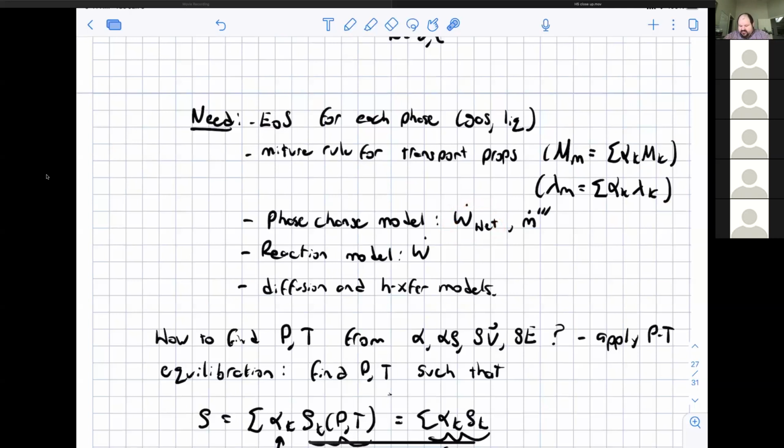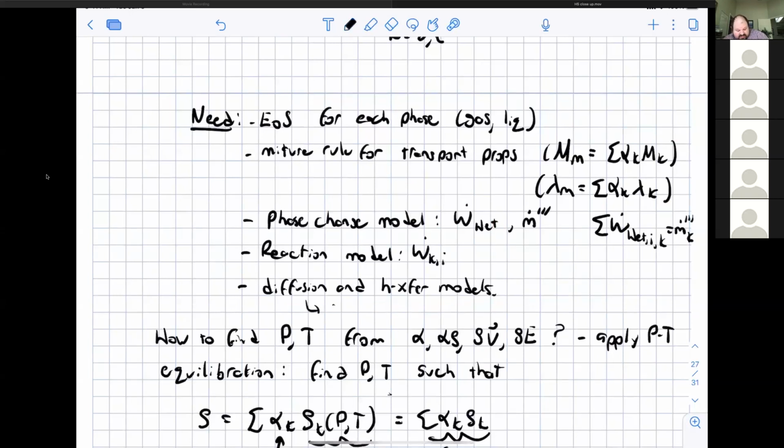And just make sure that for each phase, the sum of omega dot heterogeneous for i in phase k equals m dot triple prime k. Basically, conservation of mass demands that. You need a reaction model. For each phase, you need a complete reaction model. So for phase k, you would need to know how all the different components of that fluid react. And then you also need diffusion and heat transfer models.